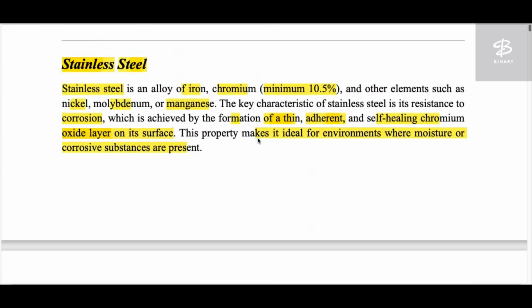This property makes it ideal for environments where moisture or corrosive substances are present. Obviously, wherever we use a material where we cannot tolerate rusting or corrosion, we mostly prefer stainless steel.